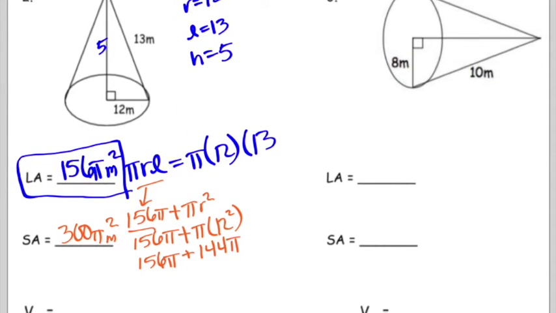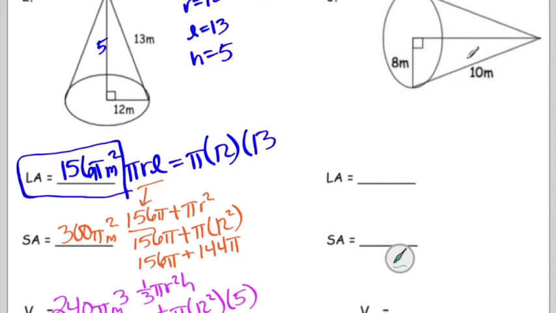Then we have our volume, and our volume is 1/3 pi r squared h, so it's 1/3 pi times 12 squared times the true height. And again, be real careful. The true height here is 5. Do not put 13. That's the common error. So 12 squared is 144 times 5, and divided by 3 should be 240 pi meters cubed for the volume of that cone. So let's do the next one, doing the same thing.